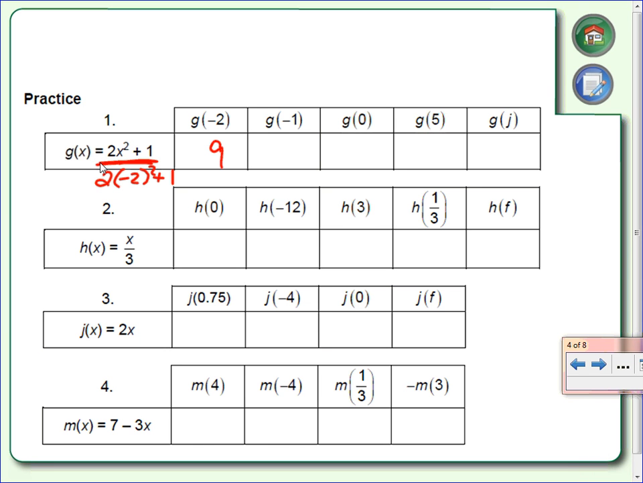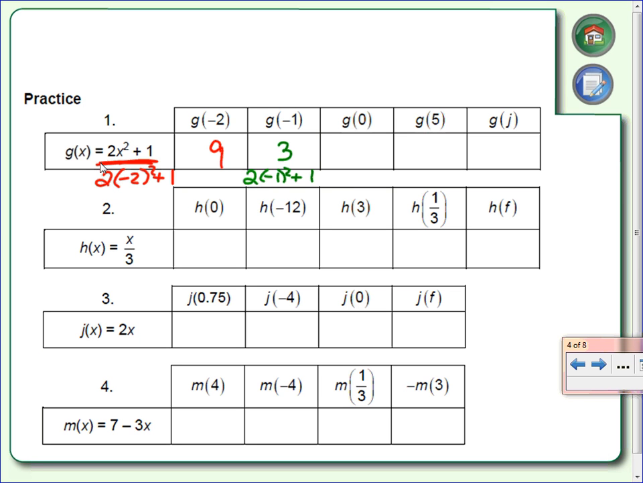Let's try another one. Same rule. This time we're plugging in a -1. Put that in your calculator, see what you get. Positive 3. That's right. The next one they ask us to find is g of 0.